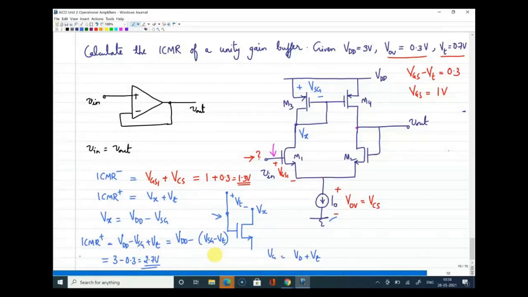All right, so if you have any question on this, please ask. Otherwise, we'll move forward. So this is a very simple way how we can analyze a unity gain buffer to find the input common mode range.